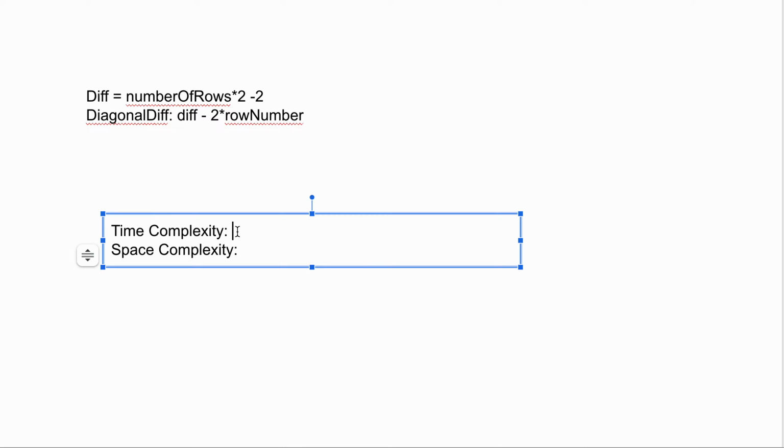What is the time complexity here? If you look, every character is iterated over just one time, so the time complexity will be n, and we are not using any extra space, so the space will just be 1.